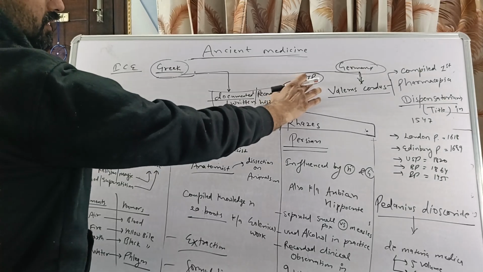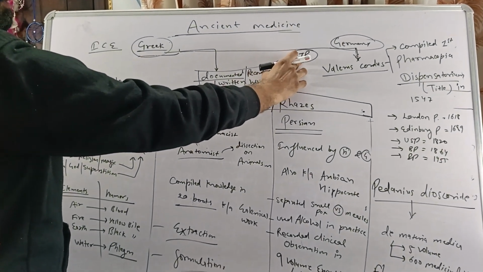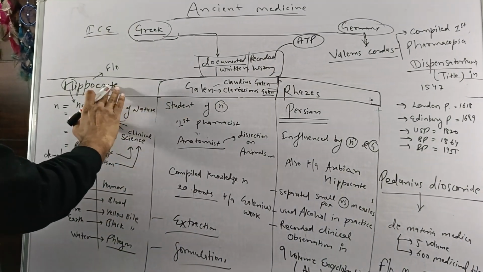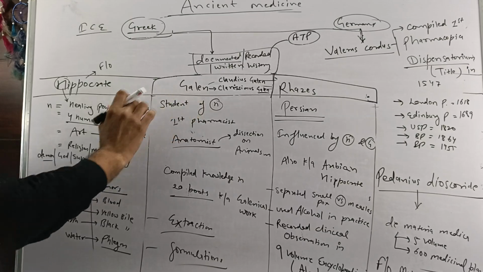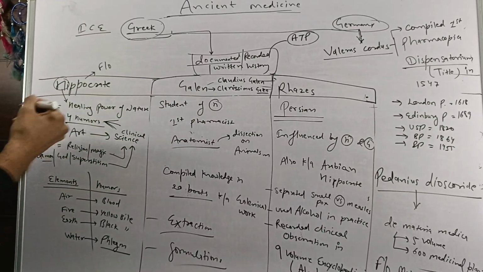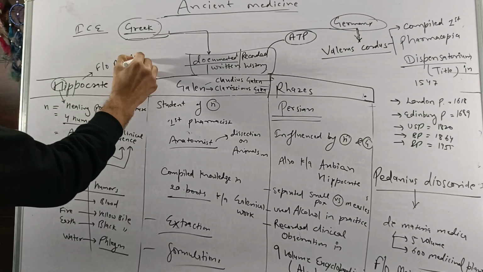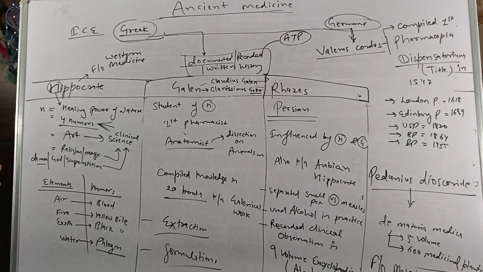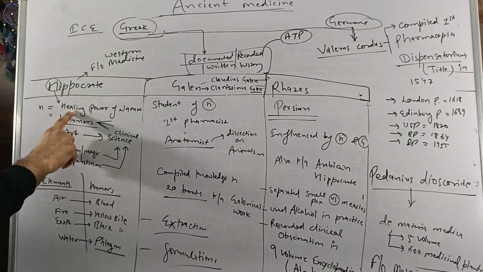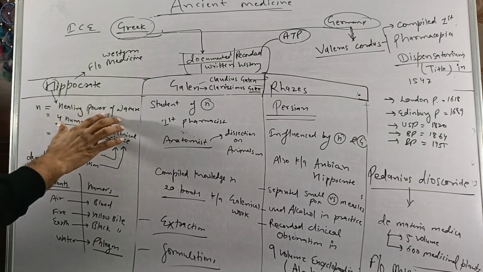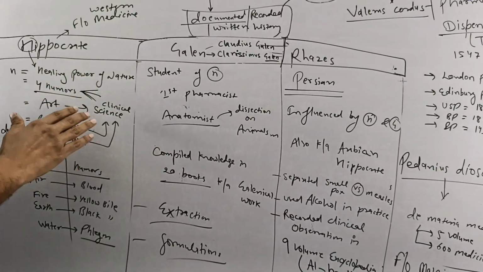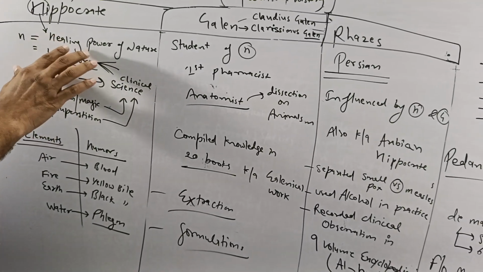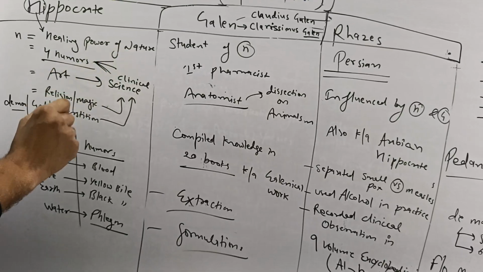So after these three philosophers, Aristotle, Theophrastus, and Pedanius Dioscorides, we are left with Hippocrates and Galen. Hippocrates is also known as the father of medicine and father of Western medicine. He believed in the healing power of nature. According to him, the body heals itself. There is no need of any treatment. So this was the belief of Hippocrates, that is, the healing power of nature.